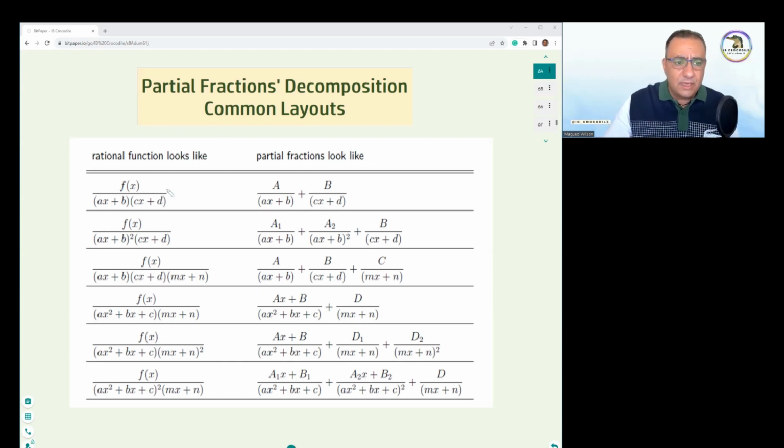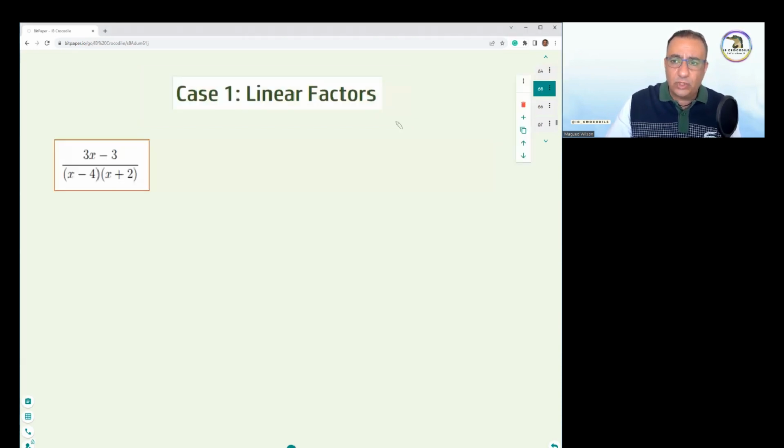So there are some layouts, and it depends on the layout. You're going to choose your starting form depending on the original rational function. This table here is just for reference. I'm going to break down all of these cases into 5 cases. So let's move on and start with the first case. Case 1, linear factors.